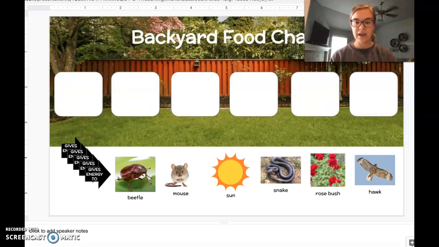So let's do one more. This one is called a backyard food chain. So it's different things that you might see in your backyard. And these are some things that I've seen while I've been outside exploring my backyard.